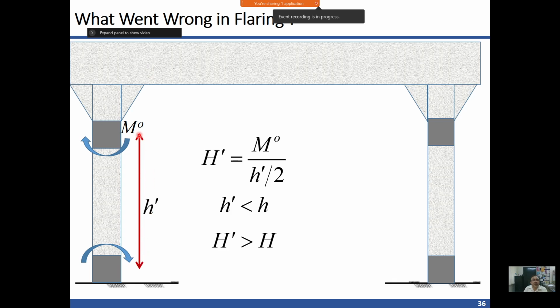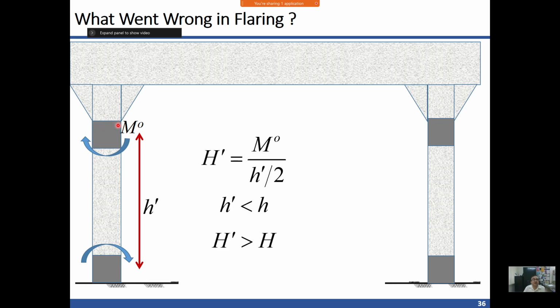As a result, the effective height H dash reduces. Earlier the hinge was forming at the top, now the hinge has shifted, and due to this shifting the effective height has reduced. When the effective height reduces, the shear force increases, the horizontal force increases, because it is M naught divided by H dash by 2, and because H dash is less than H, the horizontal force is now more. Because of this increased horizontal force, the damage occurred at the flaring point.